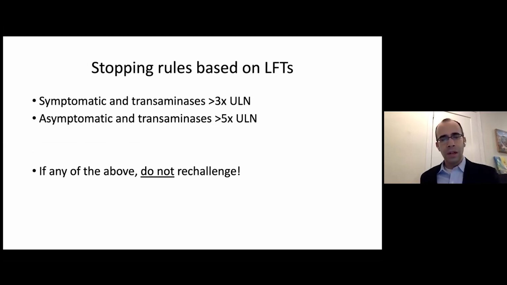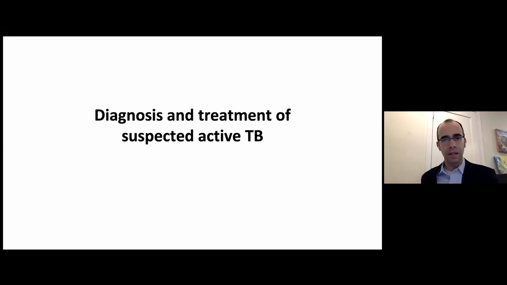Stopping rules. If on treatment anybody is symptomatic for drug-induced hepatitis and they have transaminases that are greater than 3 times the upper limit of normal, that would be a reason for stopping. If they have no symptoms, but their transaminases are greater than 5 times the upper limit of normal, that would be another reason to stop. And if they stop, then in general, we would not re-challenge these patients unless you consulted an expert for the LFT abnormality. So now moving on to active TB.